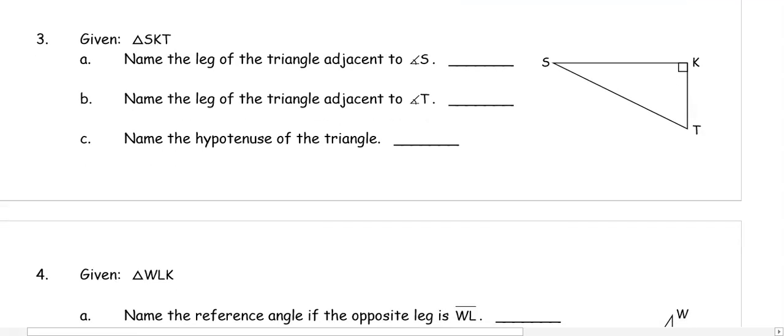In number 3, we have triangle SKT, so we want the side adjacent to it. So there are two sides that are next to angle S, but we want the side that's not the hypotenuse, so we would have SK. Same thing when we have angle T. We want the side that's not the hypotenuse that's next to angle T, which would be TK. Our hypotenuse is still going to be across from the right angle as ST.